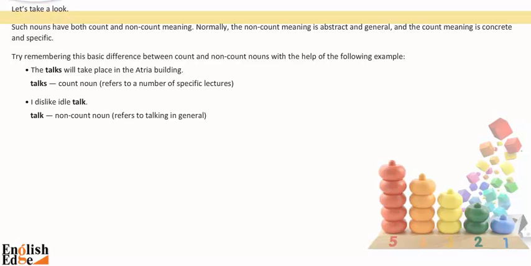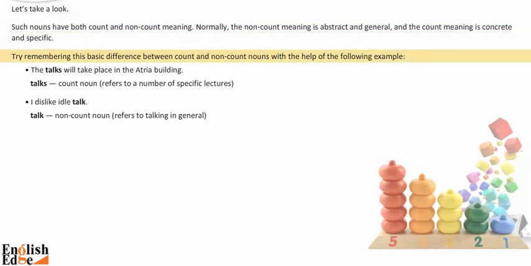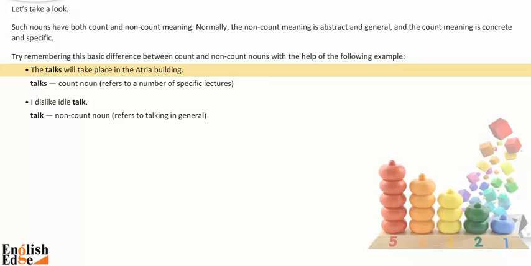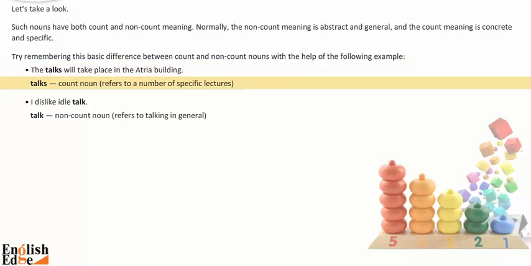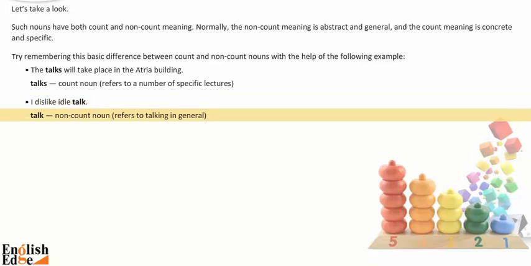Do you know that some nouns in English belong to both count and non-count classes? Let's take a look. Such nouns have both count and non-count meaning. Normally, the non-count meaning is abstract and general, and the count meaning is concrete and specific. Try remembering this basic difference between count and non-count nouns with the help of the following example. The talks will take place in the Atria building. Here, talks is a count noun as it refers to a number of specific lectures. I dislike idle talk. Here, talk is a non-count noun as it refers to talking in general.